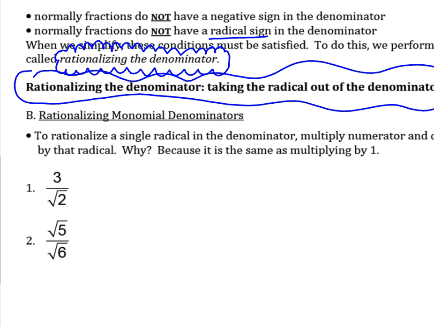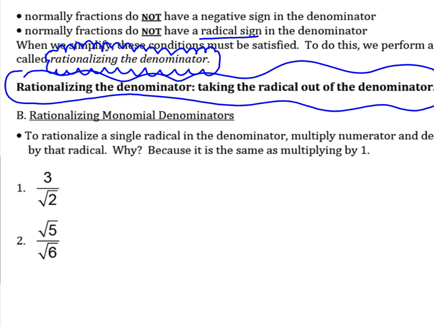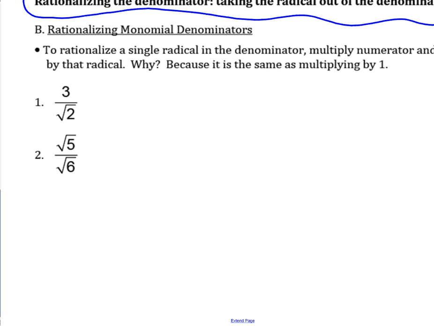Okay, so to rationalize a single radical in the denominator, it's like a monomial, multiply numerator and denominator by that radical. Why? Because it's the same as multiplying by 1. Would you agree that root 2 over root 2 is the same thing as 1? Yeah, and so if we multiply by 1, anything times 1 is still itself. It's still an equal statement. So if I multiply the numerator and the denominator by the radical that's on the denominator, which in this case is root 2, we're left with 3 times root 2, or 3 root 2 over what? 2. Root 2 times root 2 is root 4, or we can go straight to just 2.